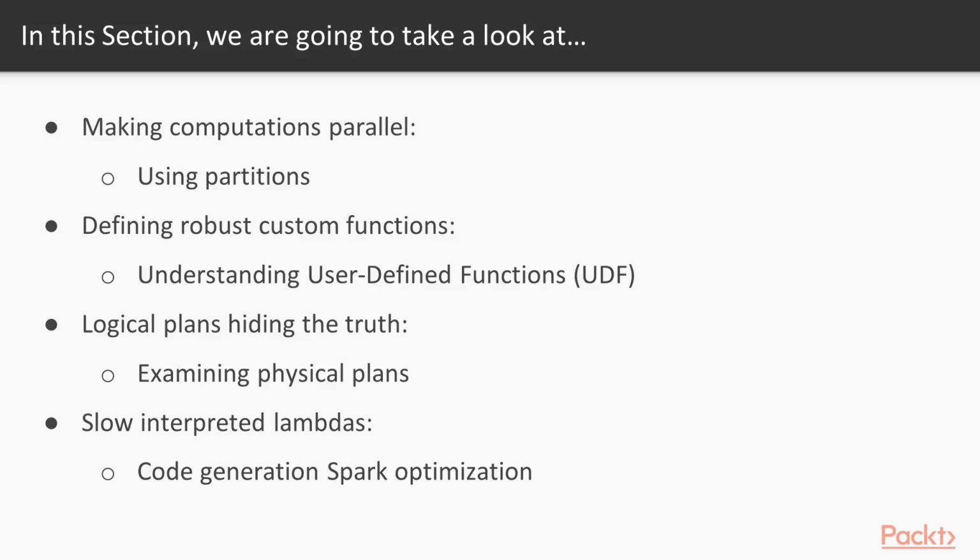Next, we will see how to define robust custom functions. We will see the mechanism of understanding and creating user-defined functions. First video will be about understanding logical plans that are hiding the truth. We'll be examining the physical plans of a query on data frame and RDD. At the end, there will be a grasp of slow interpreted lambdas, a very advanced topic, and we'll see how Spark is speeding up our code by performing code generation.